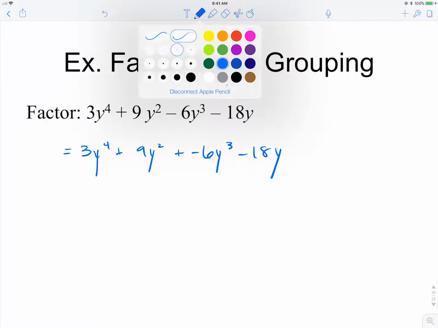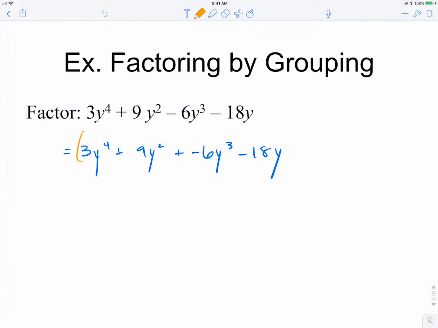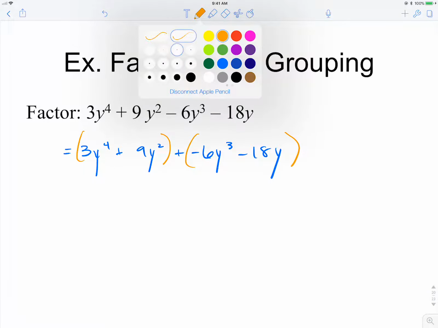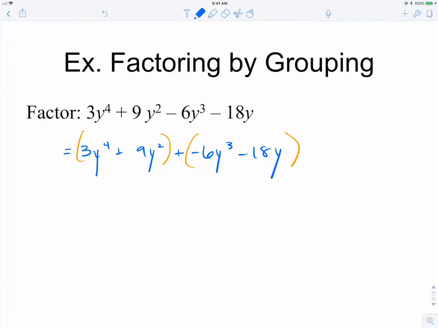Okay, now I am ready to group. I don't want to show it on this video, but if you are curious how you could run into that sign error, I'm happy to show you in person. All right, the GCF of that first grouping will be 3y squared. So 3y squared times y squared plus 3 would give us 3y to the 4th plus 9y squared.